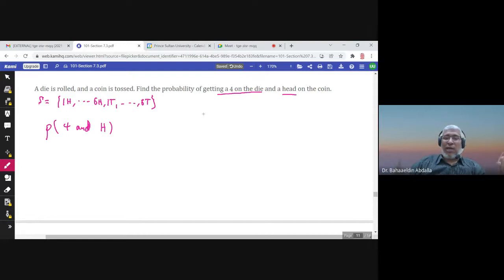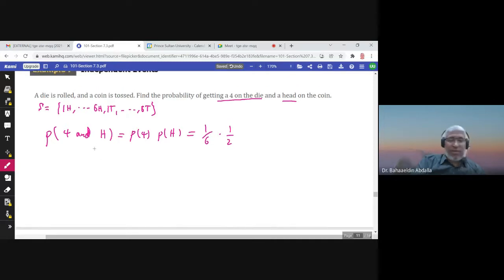Well, getting 4 on the die, does it influence getting head on the coin? They do not influence each other. So the probability of 4 and H would be just the probability of 4 times the probability of head. So what is the probability of 4? It is a die. When we roll a die, probability of 4 is 1 over 6. Probability of head is half. So this is the probability of having a 4 and a head.